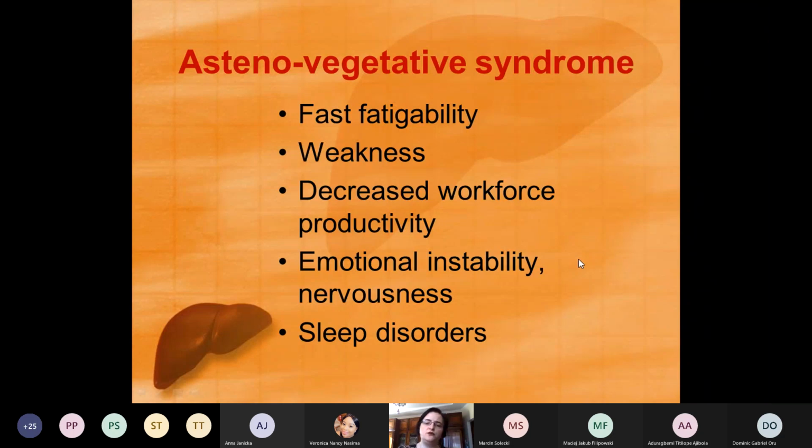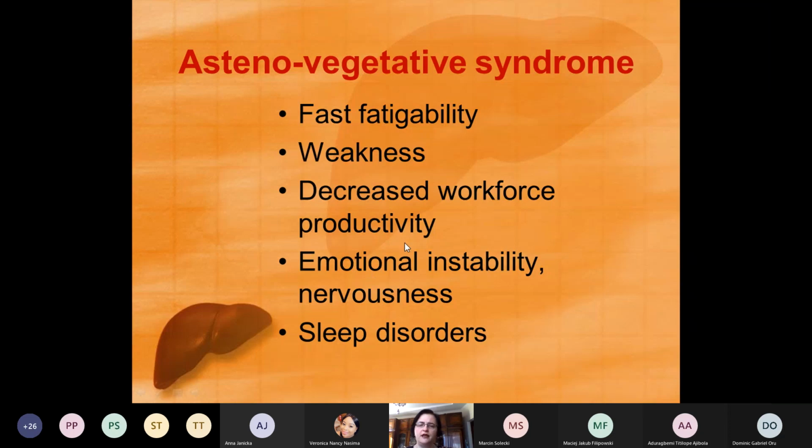And now we will speak about all of them one by one, and we'll try to remember all possible symptoms. Asthenovegetative syndrome, and as I told you already, for viral hepatitis, it's one of the most serious because it's very severe. Fast fatigability, weakness, decreased workforce productivity, emotional instability, nervousness, sleep disorders. The person sleeps at day and doesn't sleep at night. Headache, very serious headache, maybe due to such insomnia. Very serious weakness, very quick decreasing of workforce.